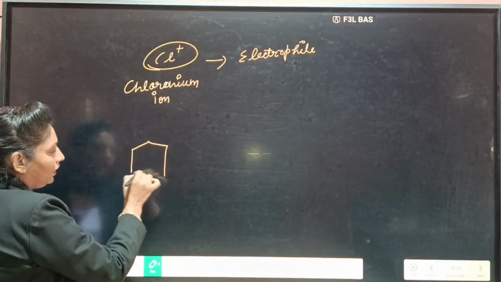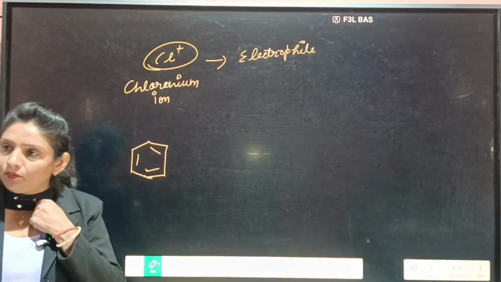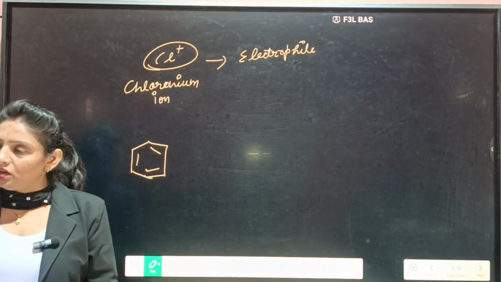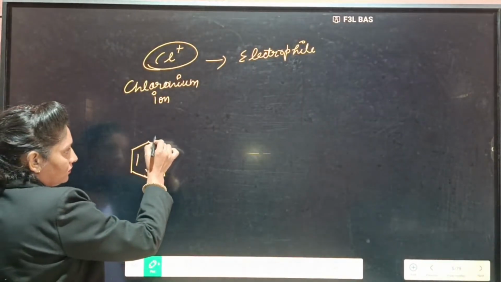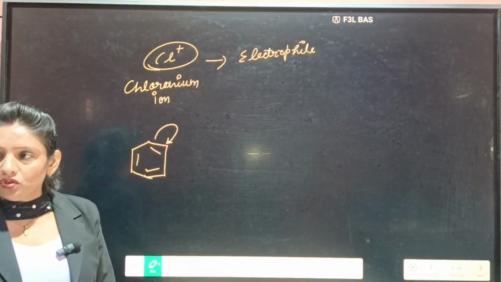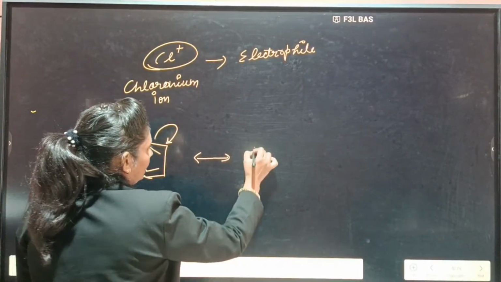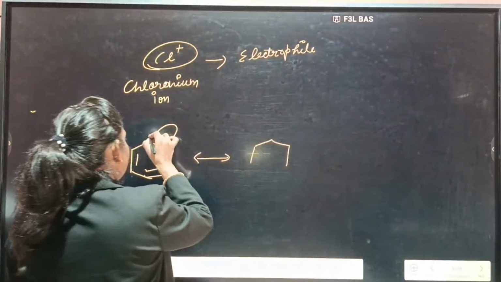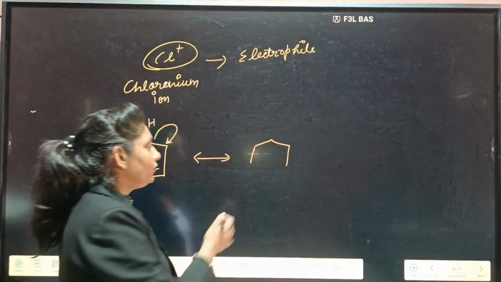It can take electrons from the benzene ring because of the availability of pi electrons here. What will happen? This bond can shift here. Yes or not? Resonance, you know, na? Then what will happen? Hydrogen is present at all positions, you all know.